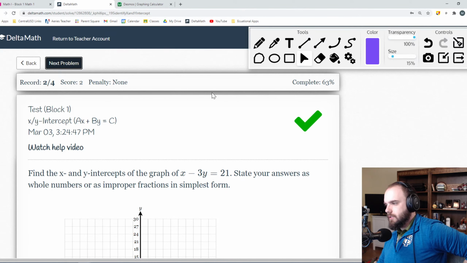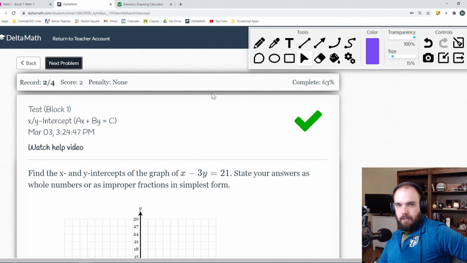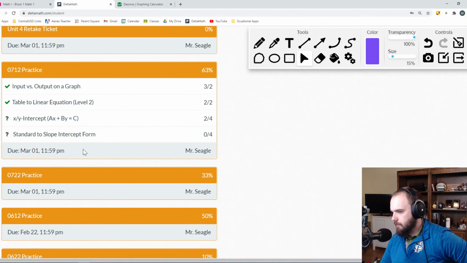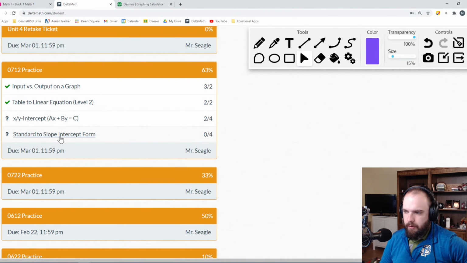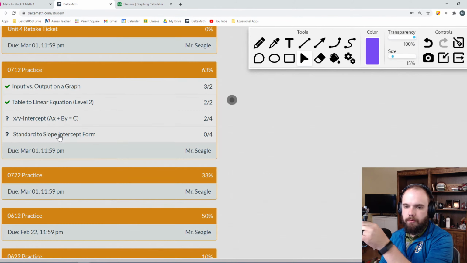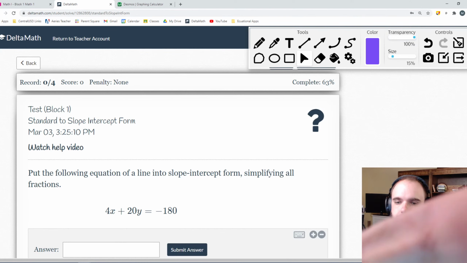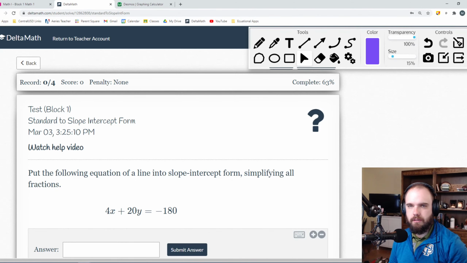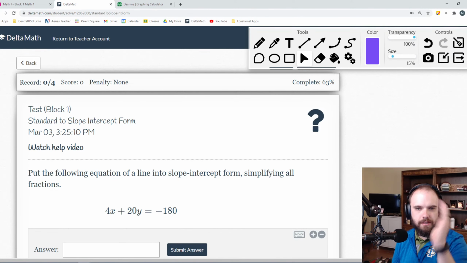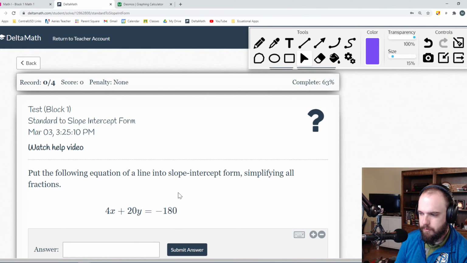All right, so let's go to our last section. We did two of these. Now we need to do our standard to slope-intercept form. So basically what's going to happen here is I'm going to give you an equation in standard form, and you need to write it in slope-intercept form. So we're just converting this into slope-intercept form. We need it to look like y equals mx plus b, right?